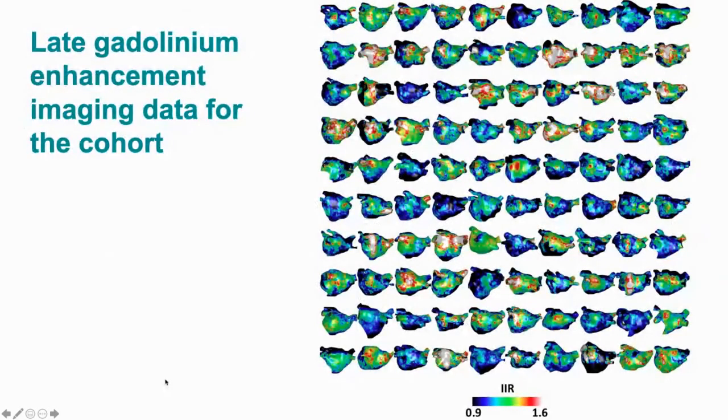So we then looked at the imaging data, and we actually did just a very simple analysis. It could be that if you did a more complicated analysis and processing of these images, you'd get a lot more information. But essentially, we took these images where the red and white areas are thought to have more fibrosis, the blue areas are thought to be more healthy, so it's late gadolinium enhancement data.